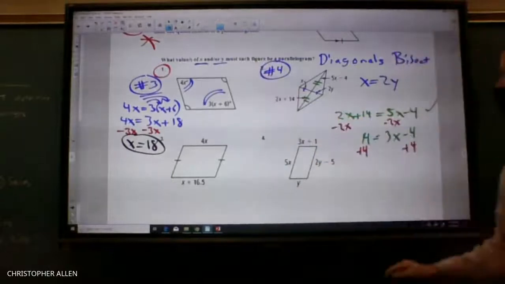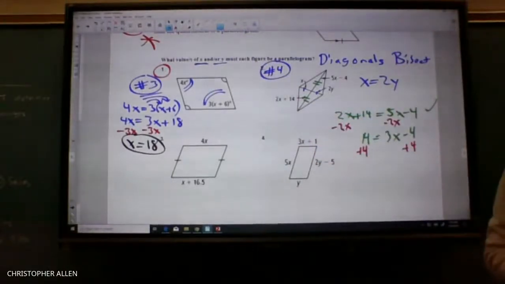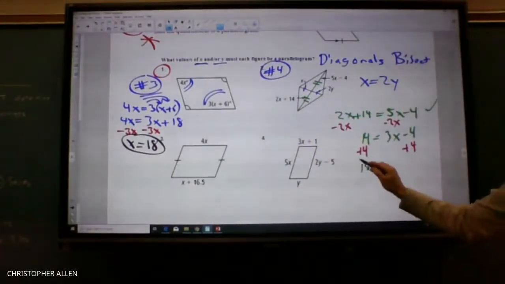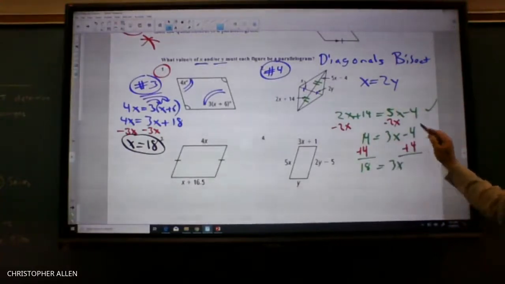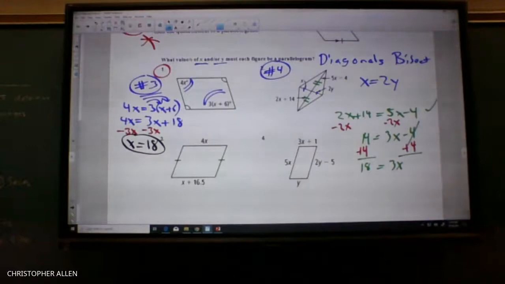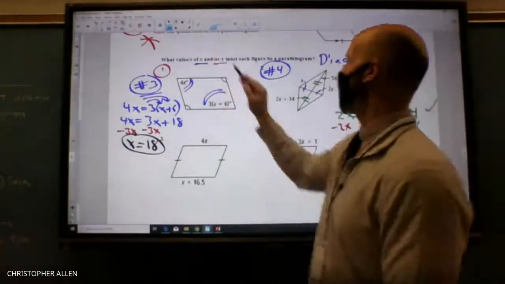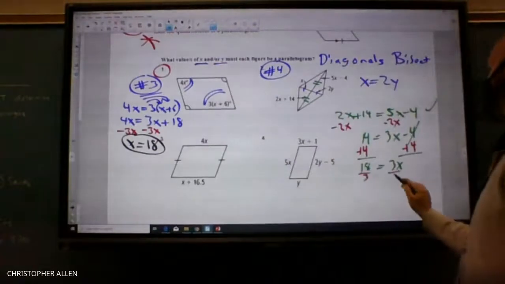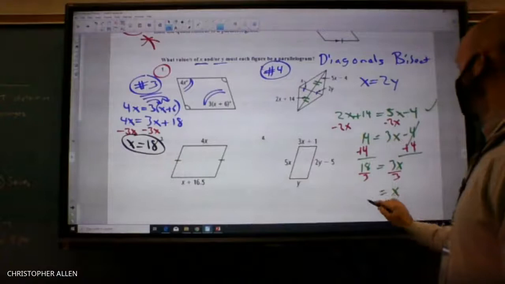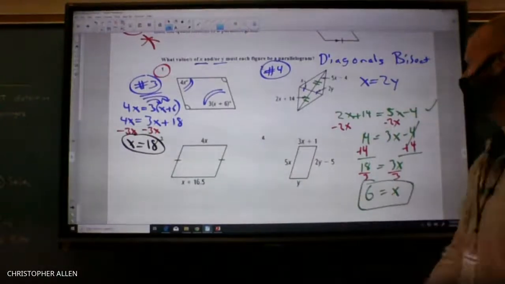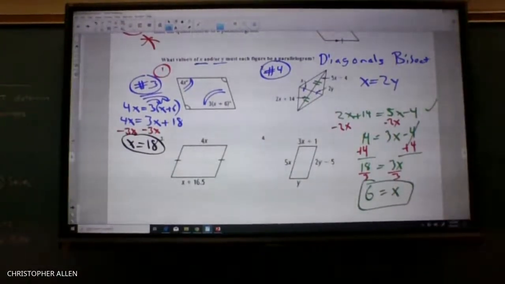And then divide by 3. So let's see, what's 14 plus 4? I think that's 18, isn't it? And so then this would be just 3x, right? Because those guys cancel. Now what? So you divide. Divide by 3, right? Divide by 3, divide by 3. And so we're going to get x is equal to 6. x is equal to 6.